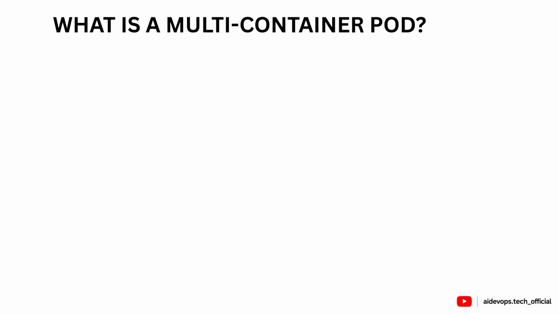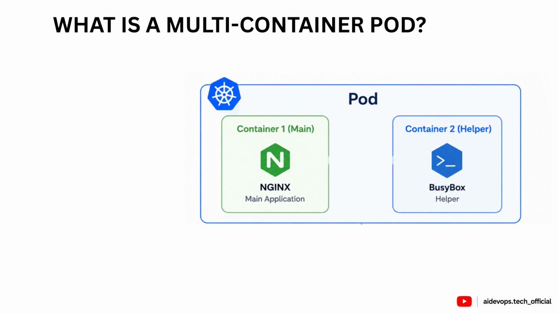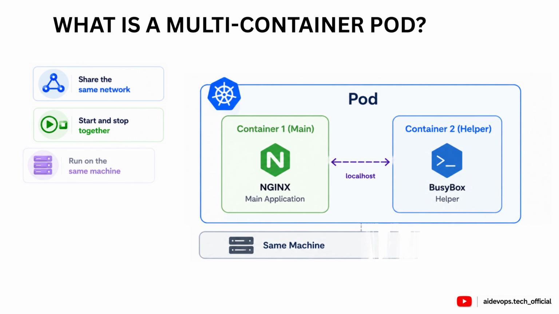So let's get started. What is a multi-container pod? A multi-container pod means one pod contains more than one container. All containers inside the pod share the same network. They can talk to each other using localhost. They start and stop together and run on the same machine.